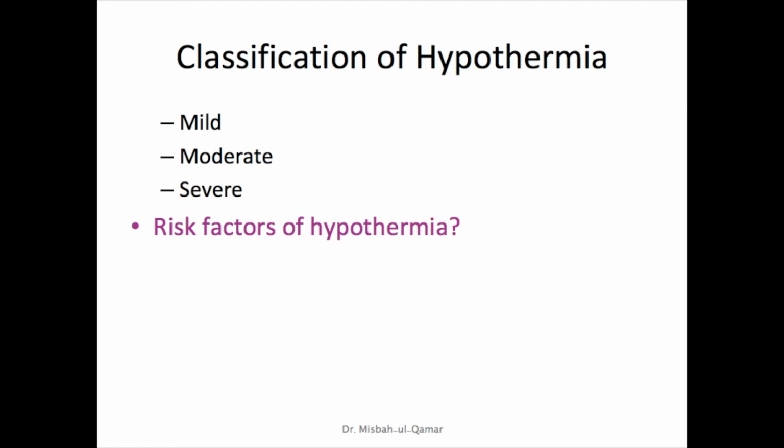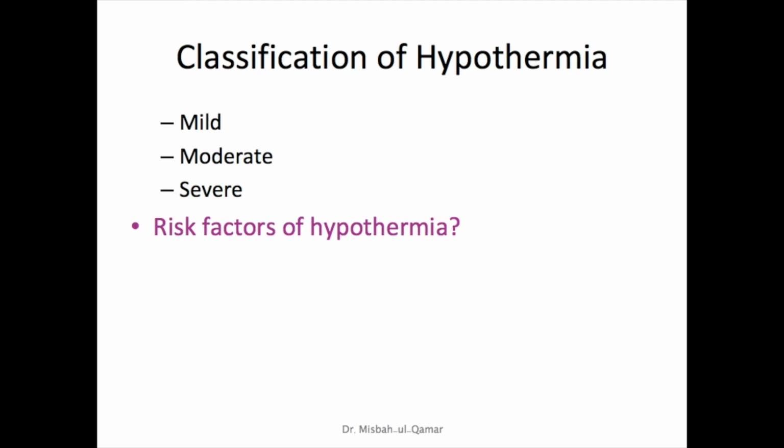Apart from environmental exposure, there are certain other risk factors also for the development of hypothermia. These risk factors are extremes of age, that is, the elderly and neonates are more vulnerable to developing hypothermia. Then there could be some toxicological or pharmacological agents such as ethanol, which you are familiar with, and even barbiturates, anesthetics, and antidepressants can cause hypothermia.